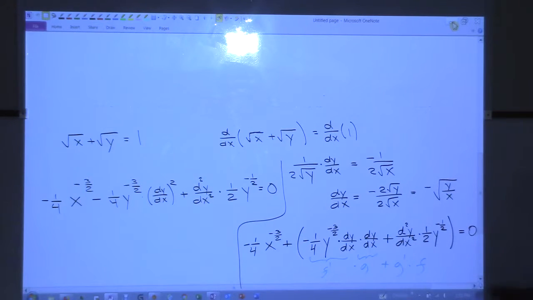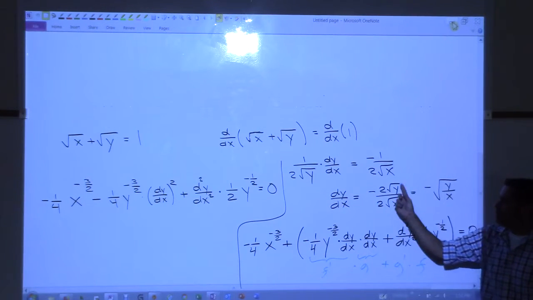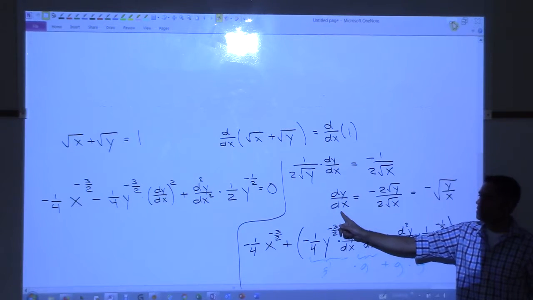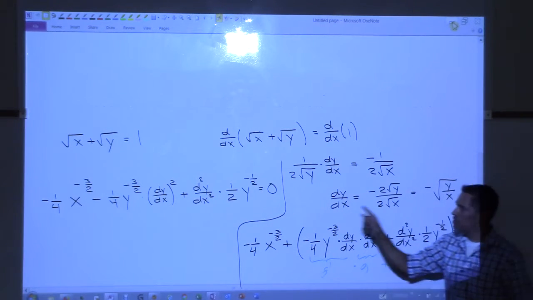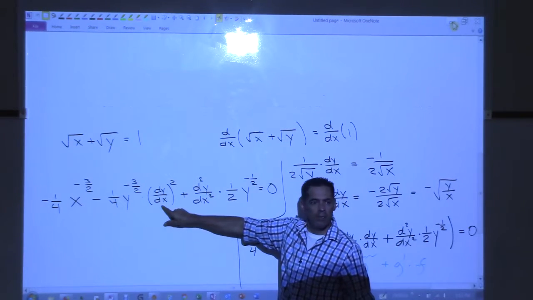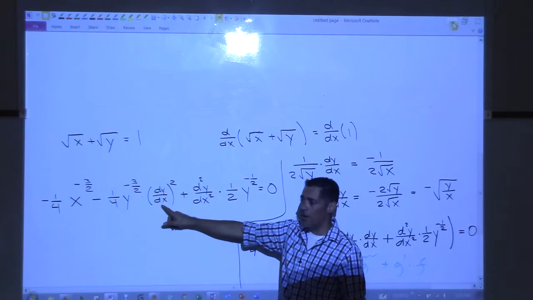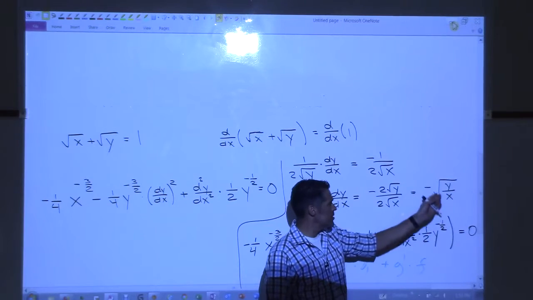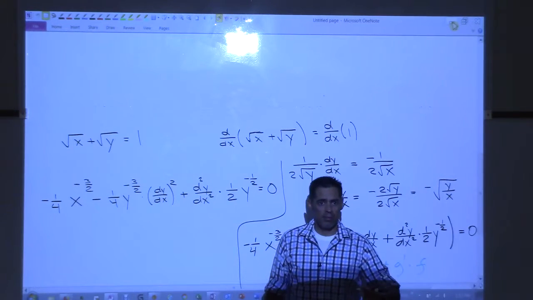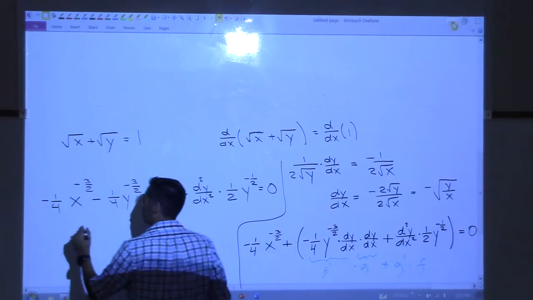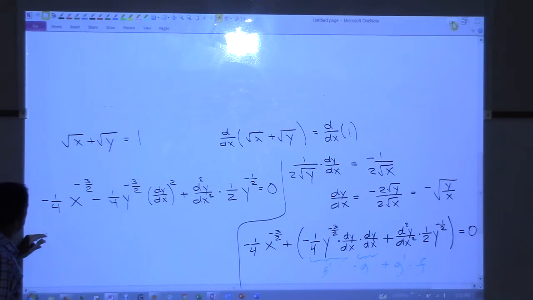Okay, now the reason why I went and did this step, does anyone see why I went and solved for dy dx? Because I can take that answer and plug it in right here, right? Not here, but right there. And then I can square it. And so what would happen if you square this? You just get y over x. The negative goes away.